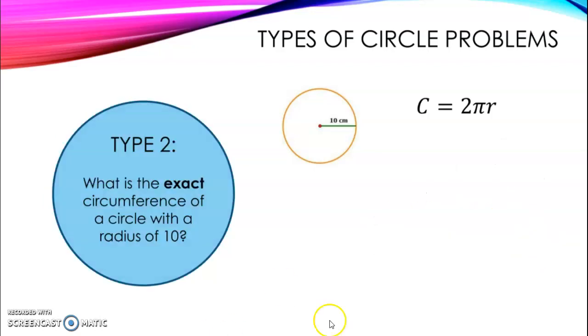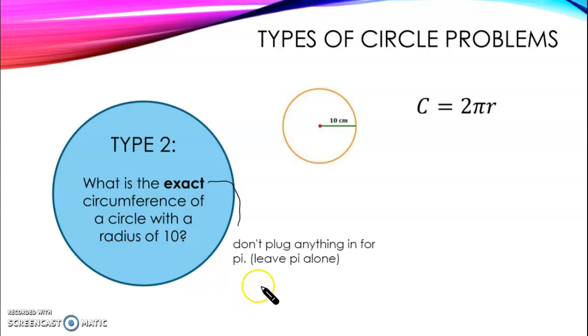Okay, so now we're going to find a different type of problem. We're going to find the exact circumference of the same circle. So what exact means is we're not going to plug anything in for pi. We are going to leave pi alone. And the reason for that is pi, when we use a calculator, is a number that goes on forever. And so we eventually would have to round it if we plug something in for pi. But I'll show you what it's going to look like when we leave pi alone. It's going to look a lot simpler, actually.